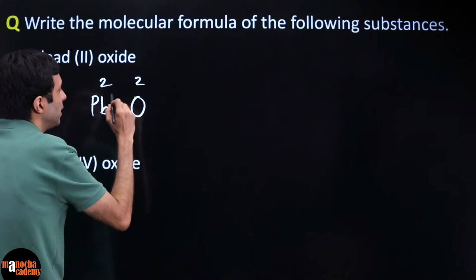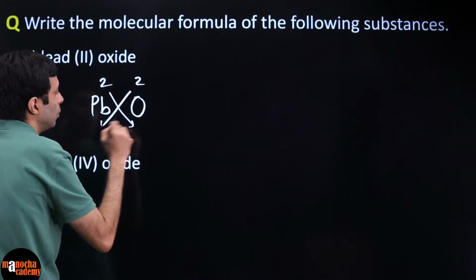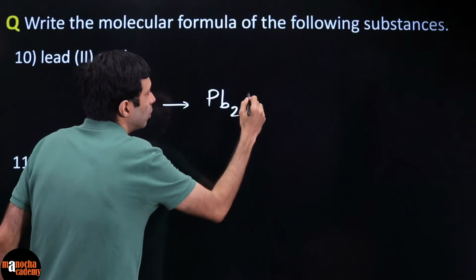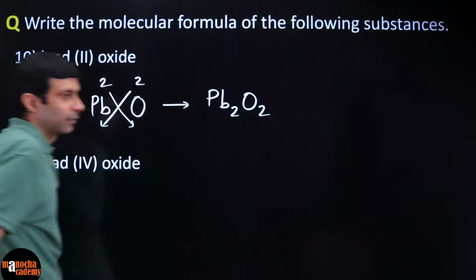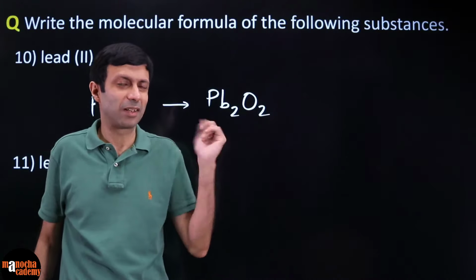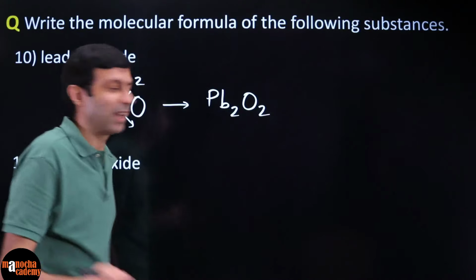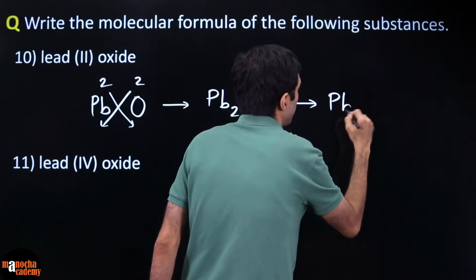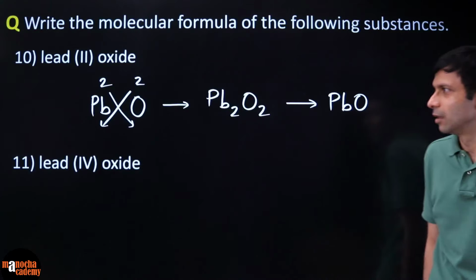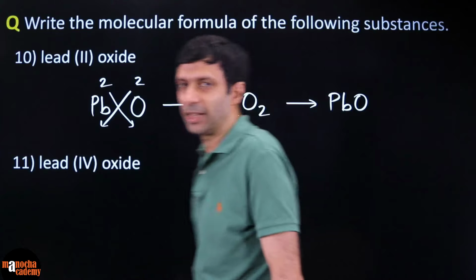So if you bring these down here, do the crisscross, what do we get? We are getting Pb2O2. Is that going to be the final answer? No, remember you have to cancel out the common factor. We can divide by 2. So the final answer is going to be PbO. Common factor 2 cancels.